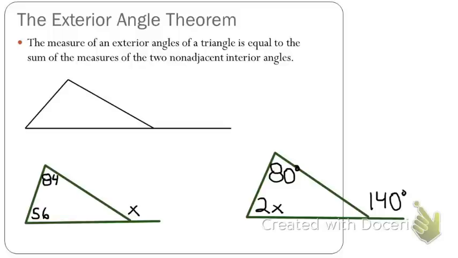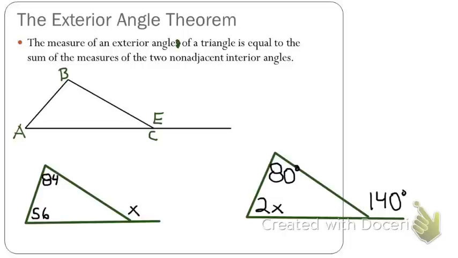Now the next one we have is the exterior angle theorem, and this tells us that the measure of an exterior angle of a triangle is equal to the sum of the measures of the two non-adjacent interior angles. Now if I'm looking at my triangle here, I know I have my interior angles. Let's label them A, B, and we'll put C right here. And let's say I'm looking at an exterior on the outside. An exterior angle is going to be next to the interior angle. They're what form a linear pair.